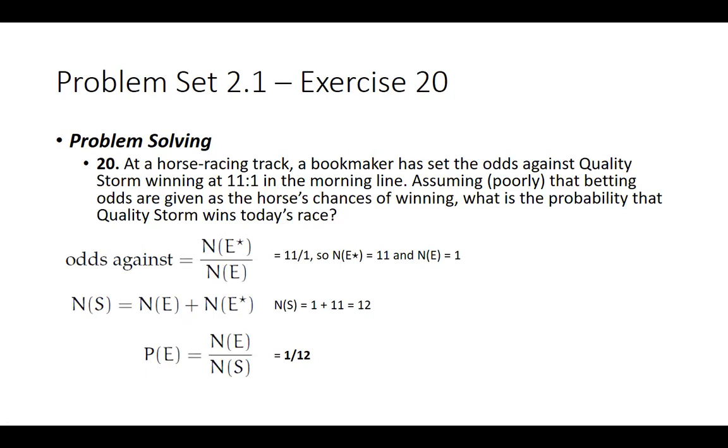We have the odds against as 11-1. So what do we know from that? Odds against is n_E star over n_E. That's 11/1. So n_E star is 11 and n_E is 1. We add those together to get n_S. n_S would be 1 plus 11, or 12. So the probability would be n_E over n_S. That's 1/12. 1/12 is the probability that Quality Storm wins today's race.